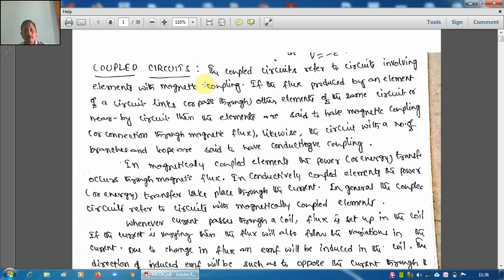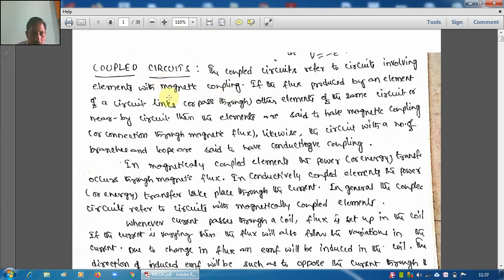Generally, when we say magnetically coupled, if the flux of one coil links with the other coil also, then we say that these two coils are magnetically coupled. So there is a magnetic coupling between these two coils. That is mentioned here. The coupled circuits refer to circuits involving elements with magnetic coupling. Two or more elements that are magnetically coupled are known as a coupled circuit.